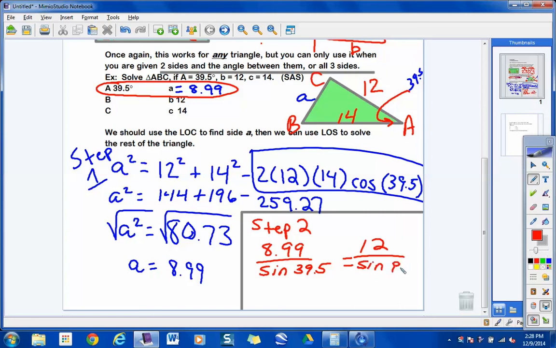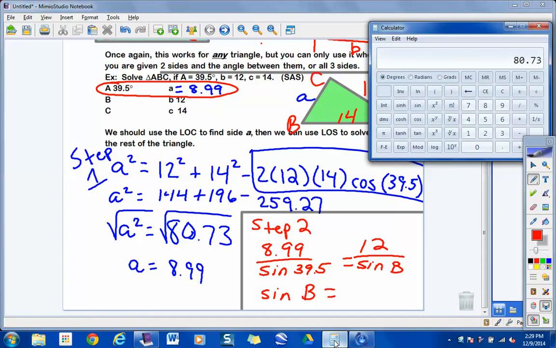All right, so let's find the sine of angle B here quickly. I'm going to cross multiply and divide, so let me pull my calculator up here. I would take 12 times the sine of 39.5 divided by 8.99. So we'll see what that is. 12 times the sine of 39.5. Sine that out. Hit equals. Okay. And then I'm going to divide that by 8.99.